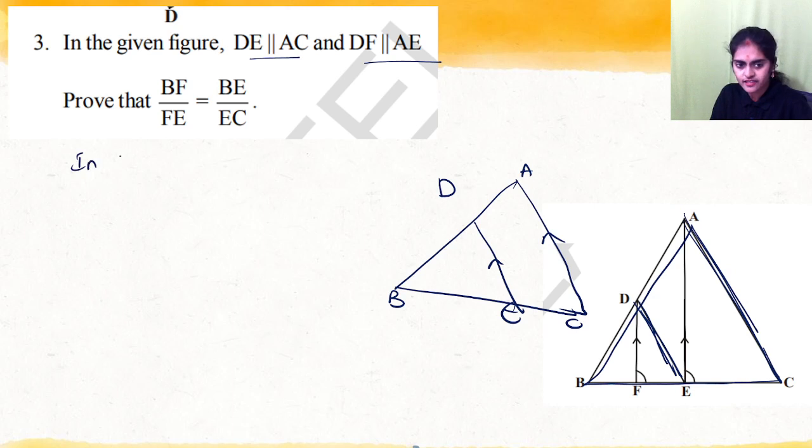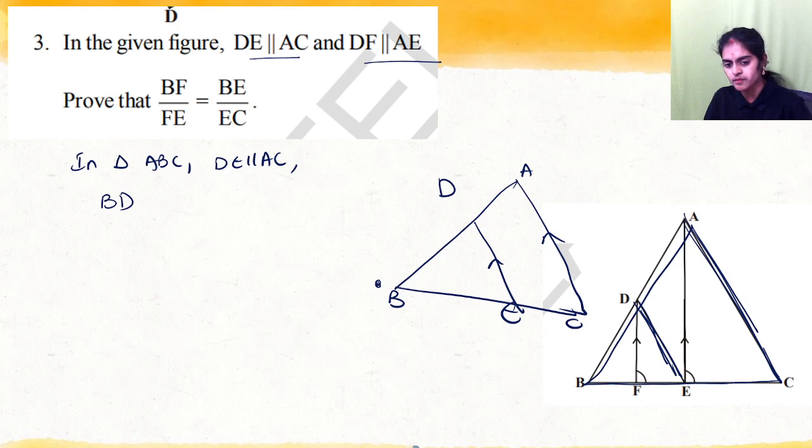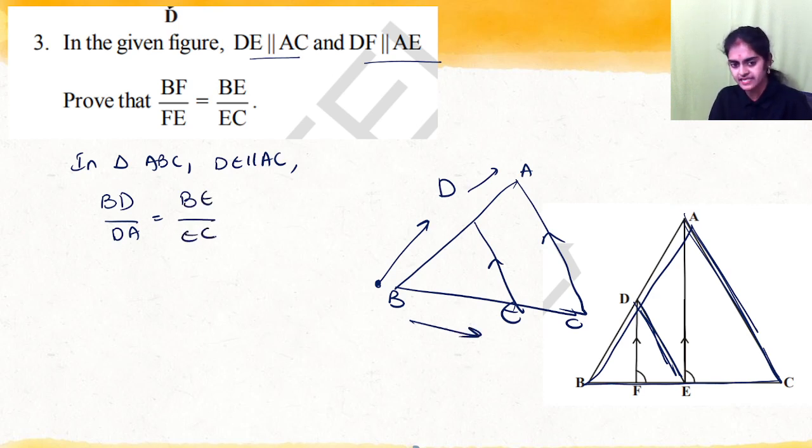In triangle ABC, you should know which triangle you have to consider. DE is parallel to AC. So using BPT, I can write BD, starting from point B. BD by DA is equal to BE, again going this side, BE by EC. Clear? Now see the next point.